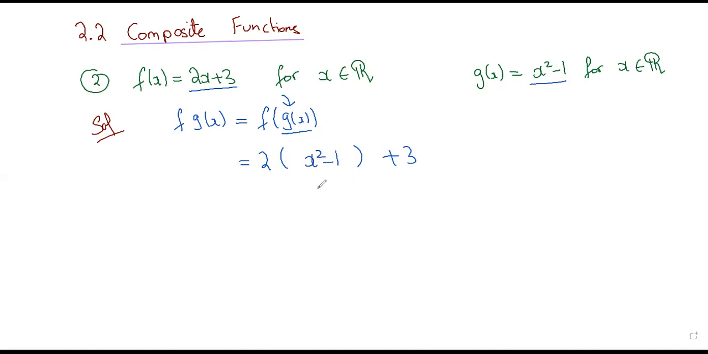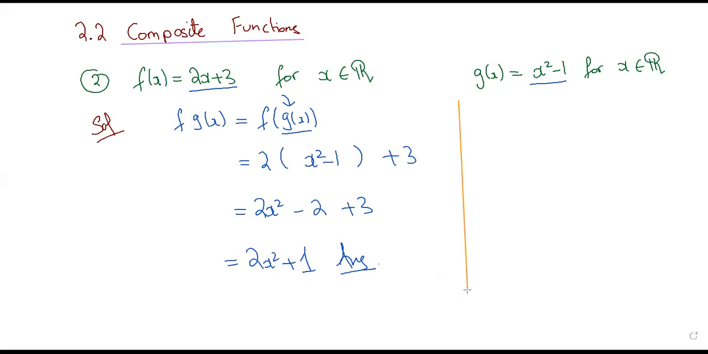And then I will just simplify it. It would give me 2x squared minus 2 plus 3. And finally 2x squared plus 1 is going to be the answer. So this is basically f of g of x function, okay? All right, this was basically a second example. Now I am going to write down another part of the same question that you guys need to do as practice.